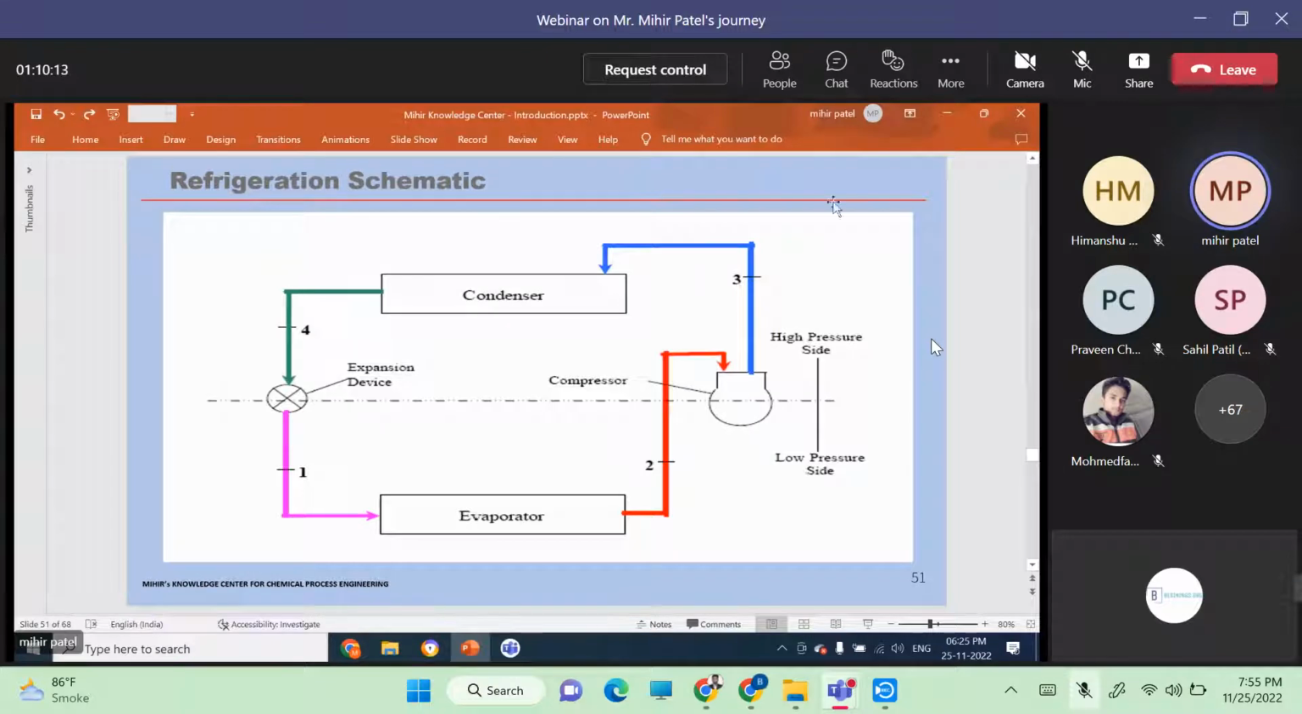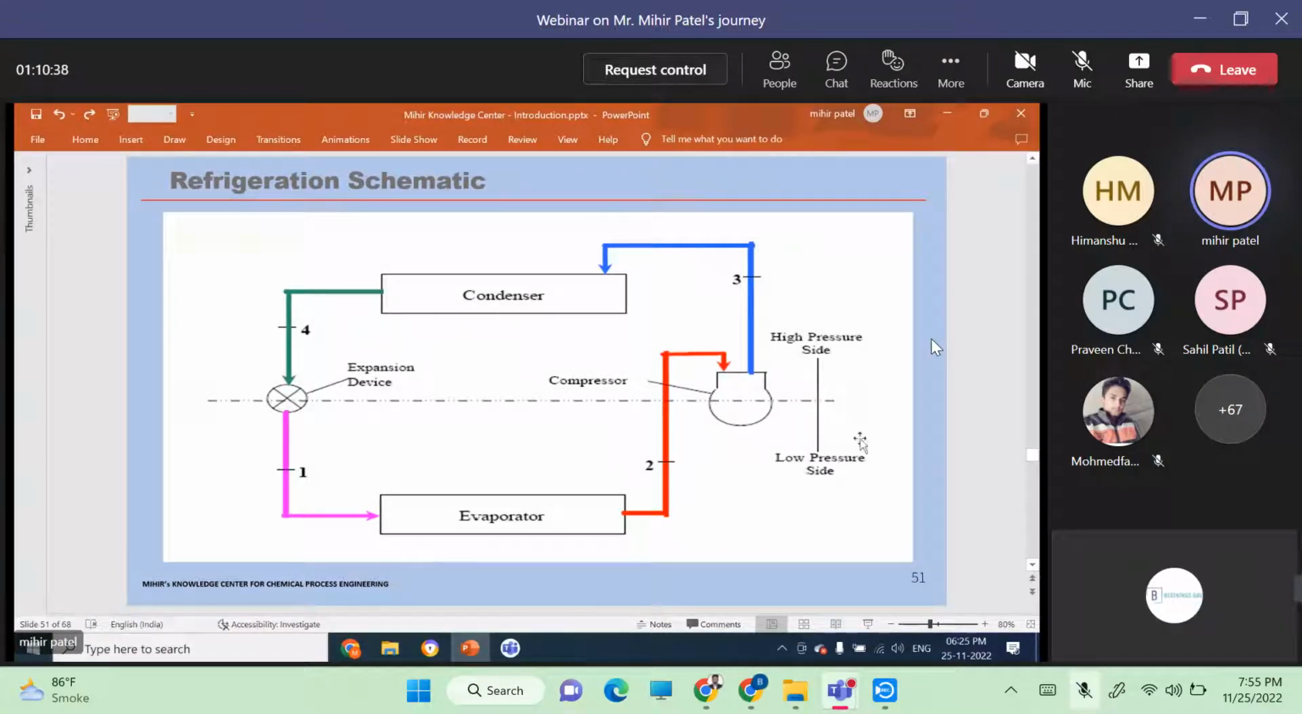Now, the refrigeration schematic. This is the conventional refrigeration system I am showing here. There are absorption refrigeration types also. Here you see the evaporator is where the main refrigeration occurs. Let's say chilled water comes in as return and goes out as supply chilled water at a lower temperature. You have the refrigerant evaporating, with gas going to the suction of the compressor.